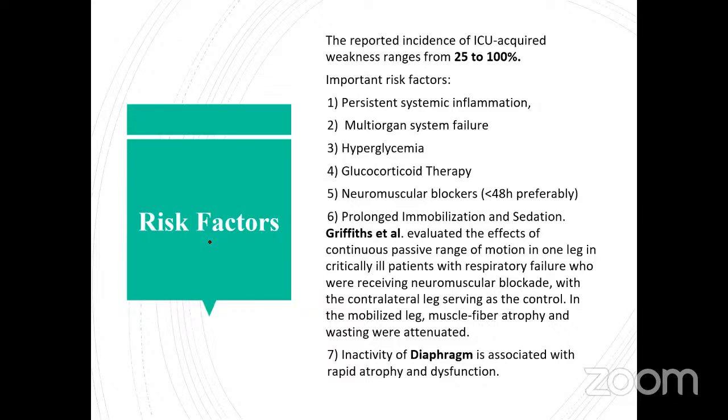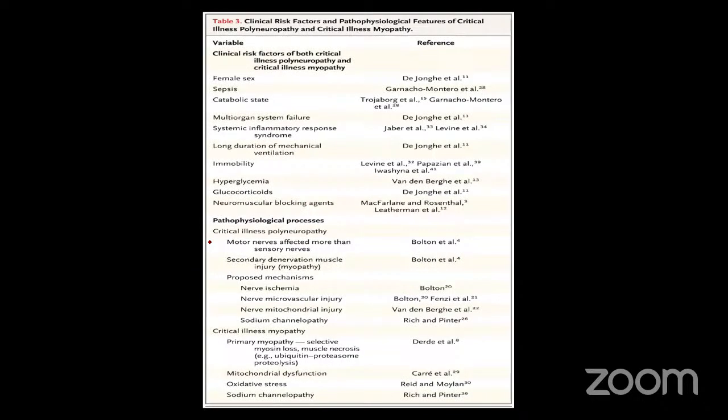One more point which we should consider is the inactivity of the diaphragm, which is associated with rapid atrophy and dysfunction, and that also will cause delayed weaning. So there are some other risk factors: female sex, sepsis, catabolic state of steroids, multi-organ system failure, systemic inflammatory response syndrome, long duration of mechanical ventilation, immobility, hyperglycemia, glucocorticoids, neuromuscular blocking agents. These are all responsible risk factors. In critical illness polyneuropathy, motor nerves are affected more than the sensory nerves. Secondary denervation muscle injury may happen in myopathy. The proposed mechanisms, which we will discuss in detail, are nerve ischemia, nerve microvascular injury, nerve mitochondrial injury, and sodium channelopathy, which we will discuss subsequently. And in myopathy, it is usually a primary myopathy. This is a selective myosin loss. Muscle necrosis is less common. Mitochondrial dysfunction, oxidative stress, and sodium channelopathy. These are the causes of critical illness myopathy.